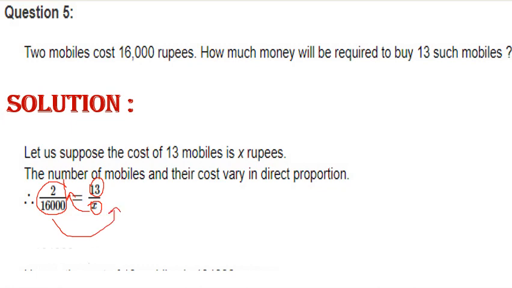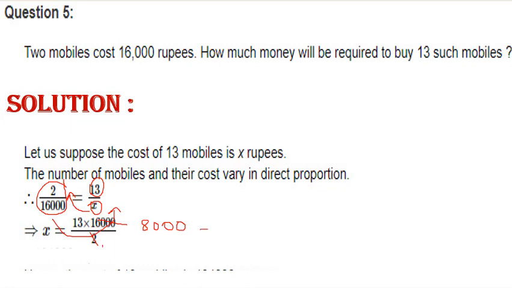And then we'll get the value as X is equal to 13 into 16,000 upon 2. We can simplify 2 and 16. So 2 ones are 2, 2 eights are 16. So 2 8,000s are 16,000. So now in the denominator we have only 1.